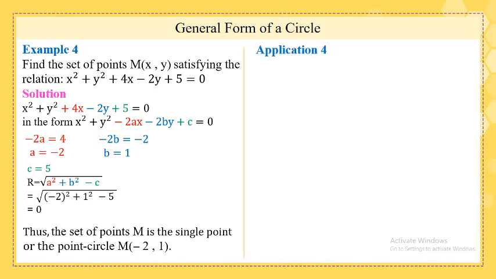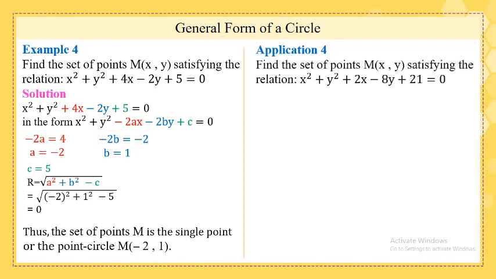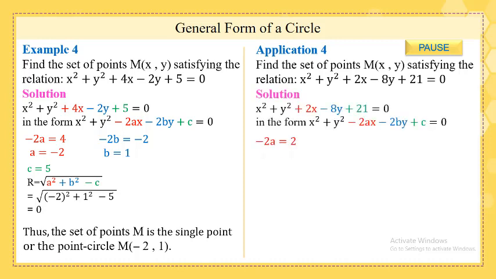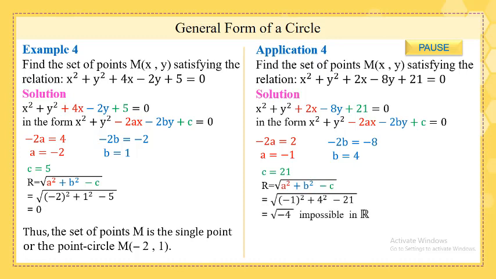Moving on to application 4, find the set of points M satisfying the following relation. Following the same steps as the previous example, we will get a equal to minus 1, b equal to 4, and c equal to 21. R will be equal to radical minus 4, which is impossible in R. Thus, the set of points M is an empty set.